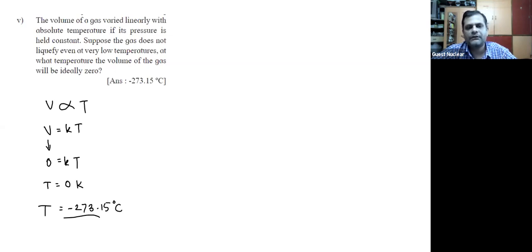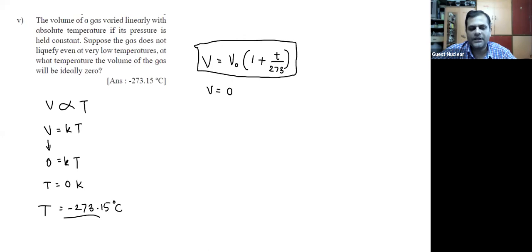Or if you have heard about Charles law, if you have studied Charles law properly, it says that the volume of a gas increases or decreases by 1 upon 273 times of its original volume per degree rise in temperature. So this is actually Charles law. This small t is actually the Celsius temperature. Okay, so now if we try to solve using this formula, here it is given that V is equal to zero. This is Charles law, the basic statement of Charles law. Okay, I will repeat again, what is Charles law?